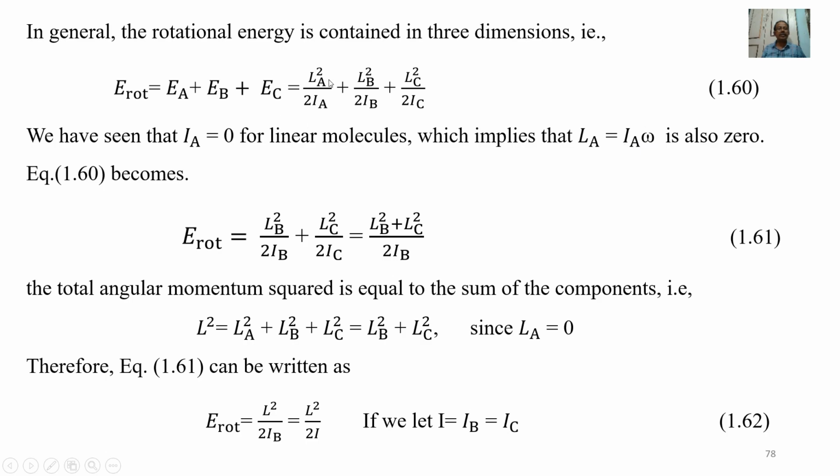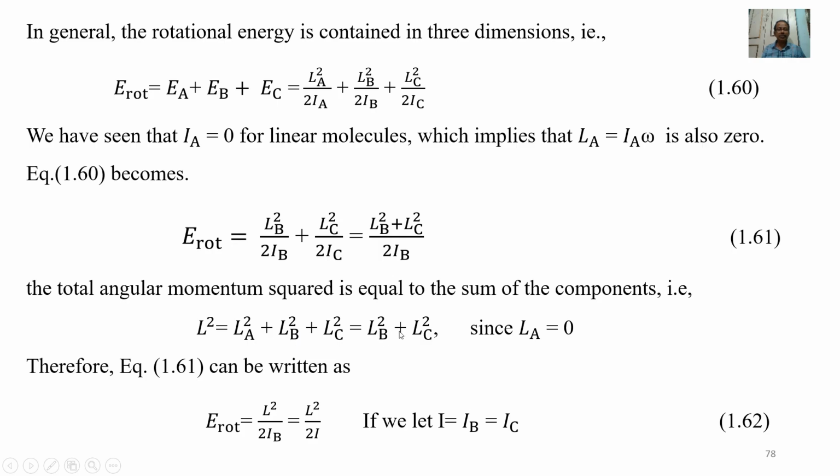So equation 1.60 becomes E rotation, which is equal to L_B squared divided by 2I_B plus L_C squared divided by 2I_C, which is equal to L_B squared plus L_C squared divided by 2I_B. The total angular momentum squared is equal to the sum of its components. That is, L squared equals L_A squared plus L_B squared plus L_C squared, and of course we know that L_A equals 0, which is equivalent to L_B squared plus L_C squared.